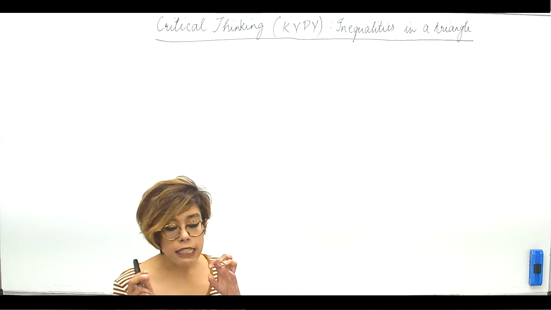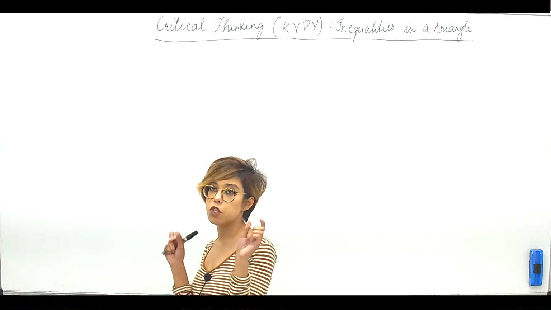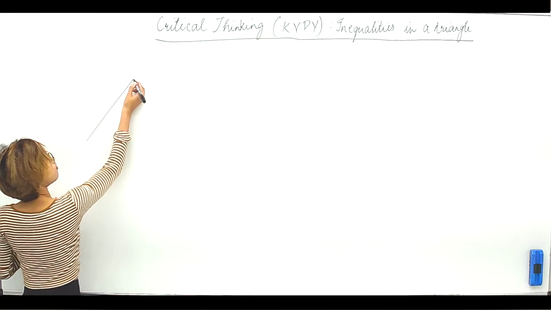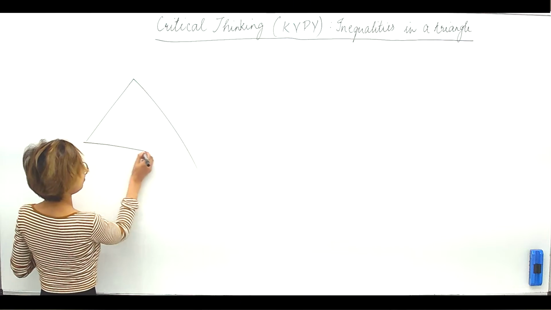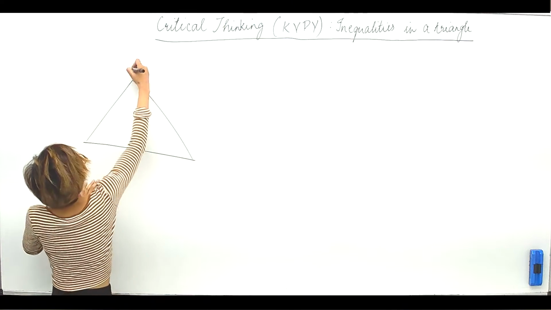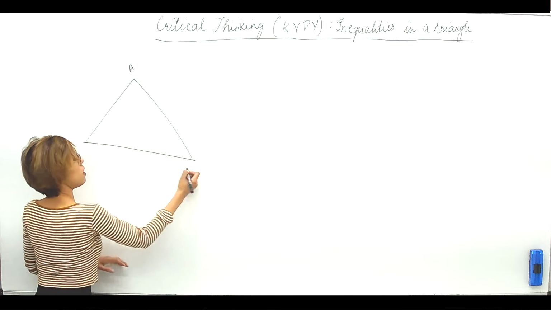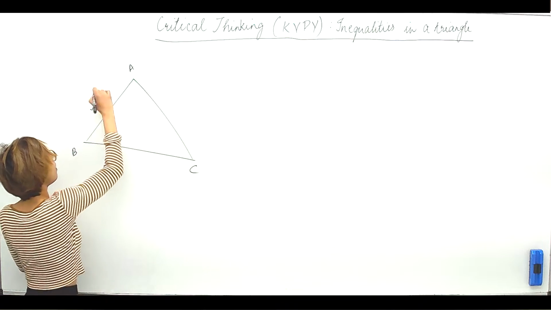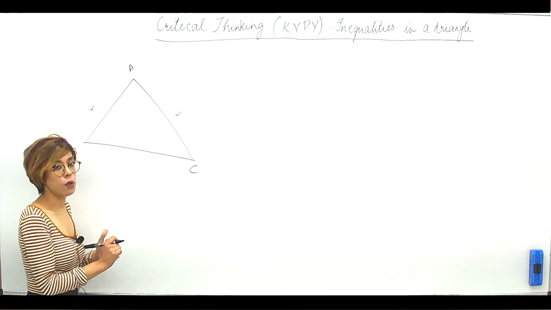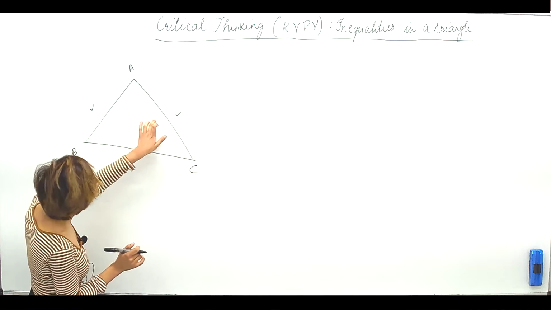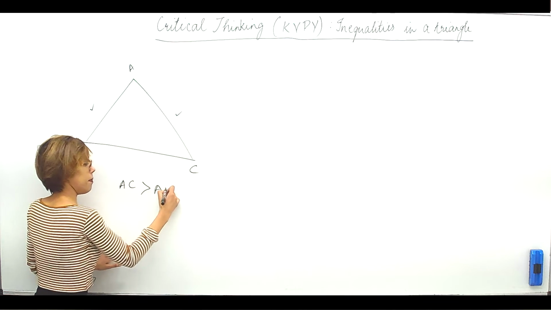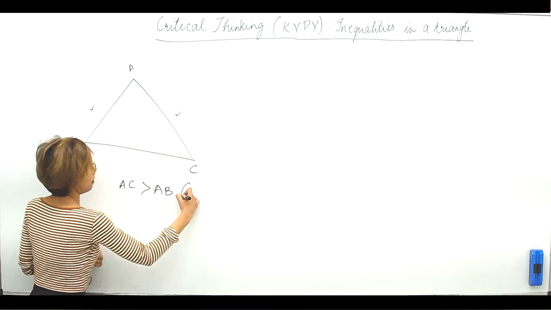Now first of all, I need a triangle with two sides which are unequal. Right? So let me consider this triangle. Triangle ABC. Of course, two sides are unequal. So let me talk about AB and AC. Clearly these are not equal. And I can see that AC is greater than AB. Right? This is given to me.